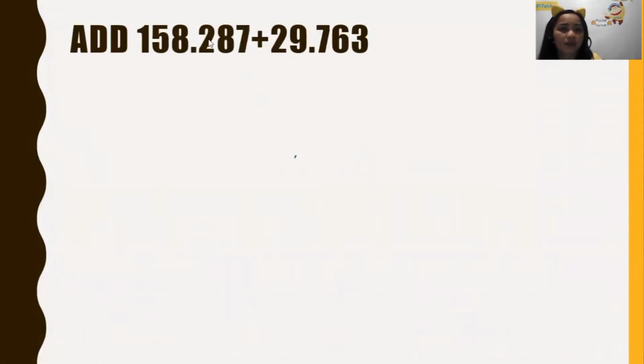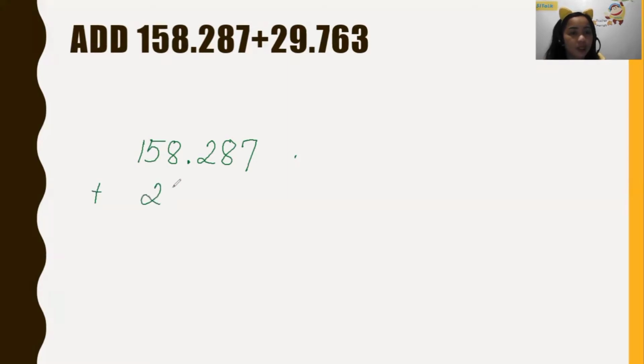Now let's have 158 and 287 thousandths plus 29 and 763 thousandths. First is to write that into column. Let us write into column. So, pag addition, mas madali, kasi nag-a-add ka lang ng whole number. Mamaya sa subtraction, tingnan natin kung paano mag-subtract. And we have plus 29 and 763 thousandths. So we have here 3 plus 7 is 10.